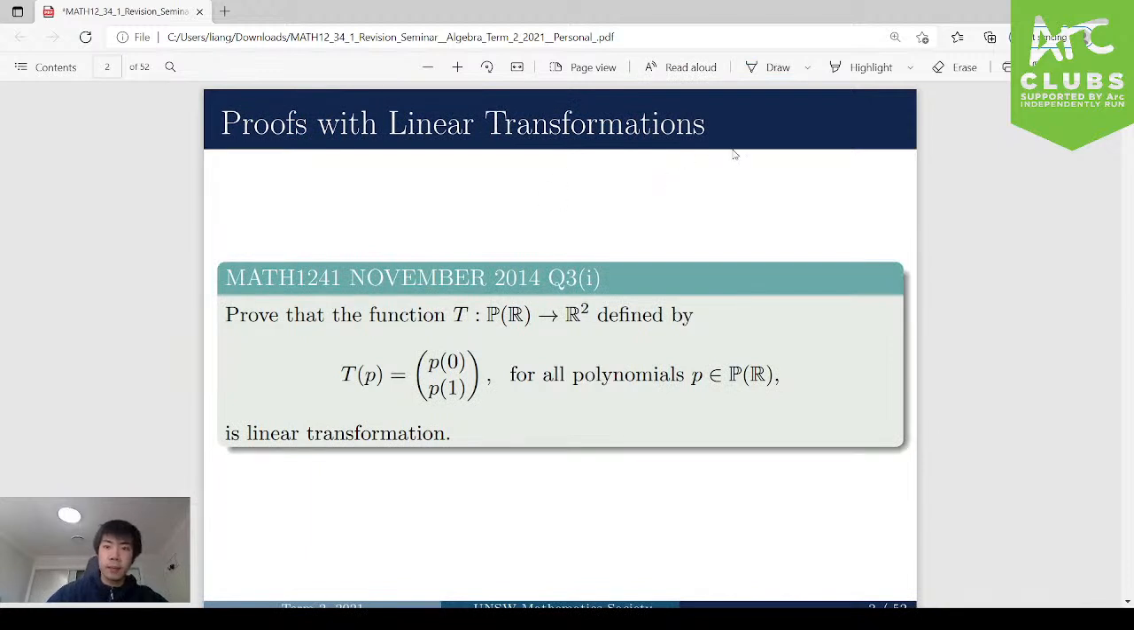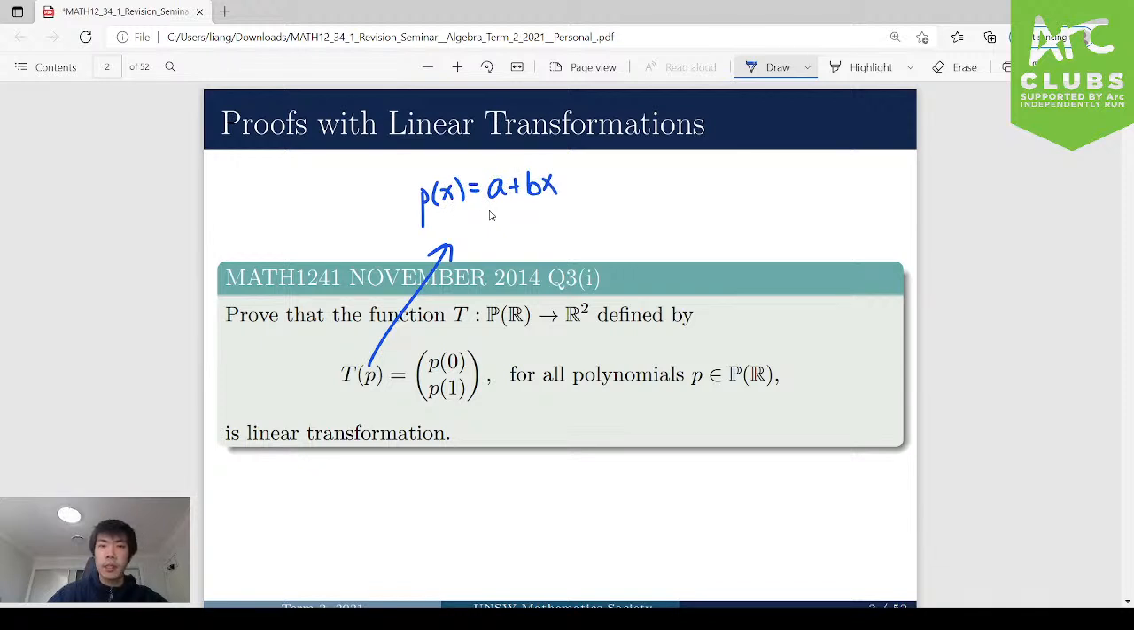Let's have a look at an example on how to prove whether something is a linear transformation. We have a slightly more exotic example here where you have polynomials rather than just vectors, but I'll explain what that means. Prove that the function T, sending you from the polynomials of degree 1 with real coefficients to R2, is defined by T(p) = (p(0), p(1)). I'll briefly explain what this means. P isn't just a number or a vector, it's a particular function. So this P could be expressed like this.